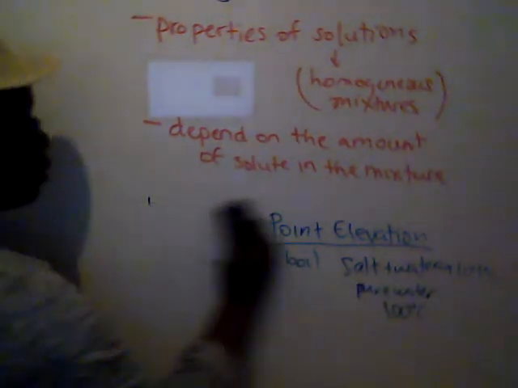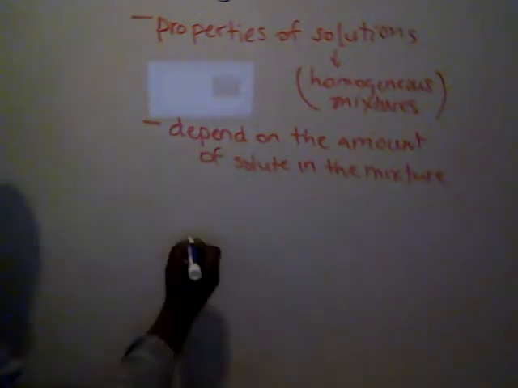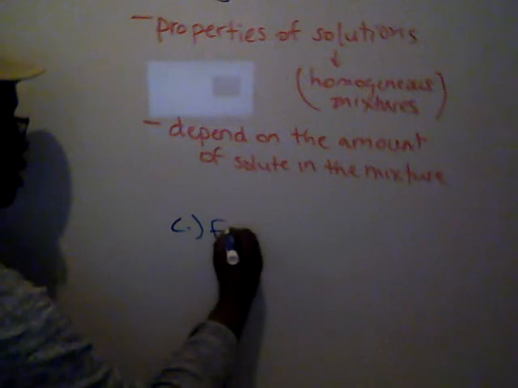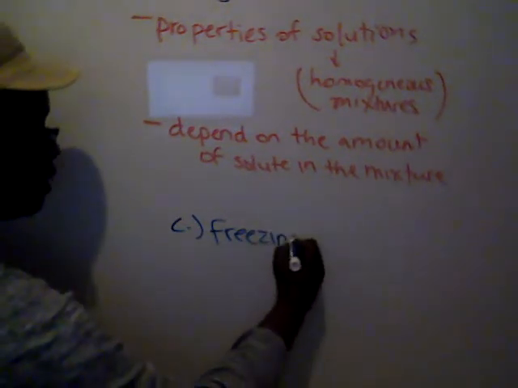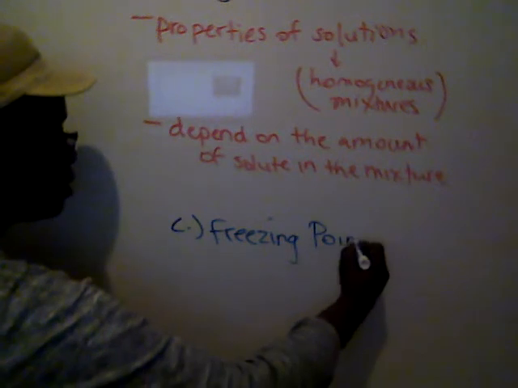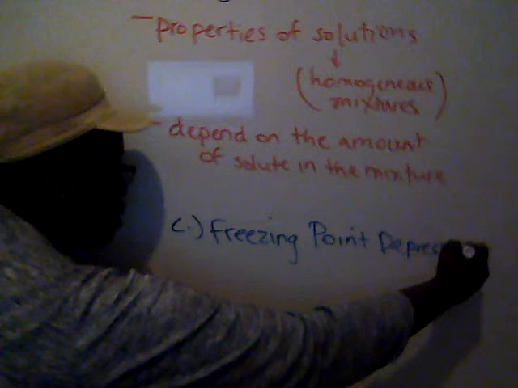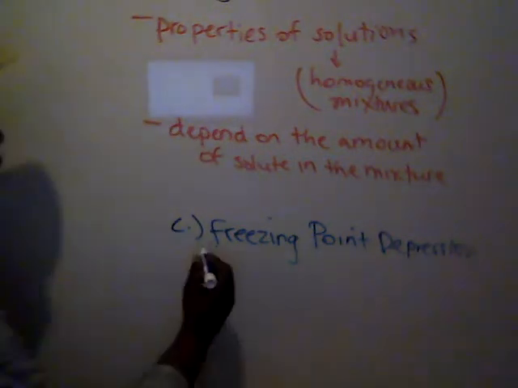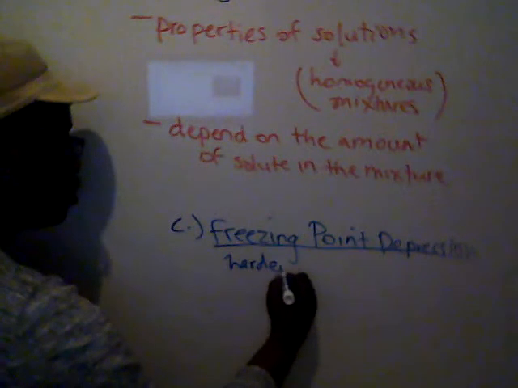Okay. And these are where you guys did the different calculations to figure out the boiling points and freezing points. The last colligative property, so the first two were vapor pressure lowering and boiling point elevation, we have freezing point depression as the third one. So freezing point depression just means that a mixture is harder to freeze.